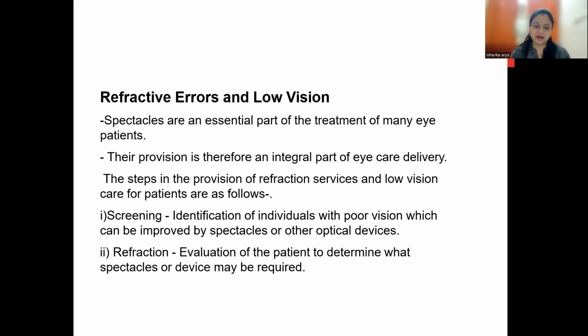Spectacles are an essential part of the treatment of many eye patients. Their provision is therefore an integral part of eye care delivery. Refractive errors and low vision are also a cause of blindness if appropriate treatment is not given at the correct time. So spectacles are an essential part of the treatment, and their provision is an integral part of eye care delivery.